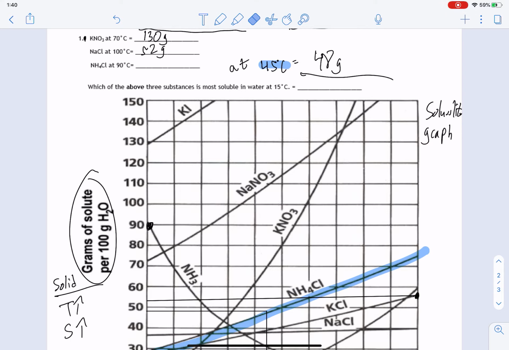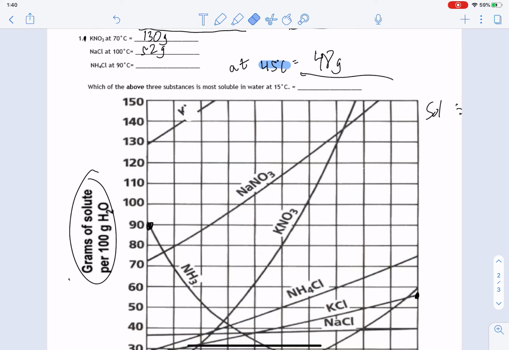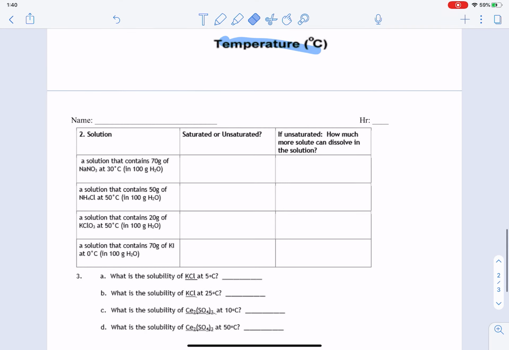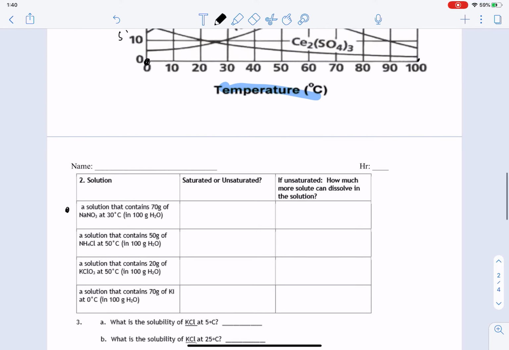Okay, so we're going to clean this up again. We got some more questions to answer. All right, so this table here, we have to find each solution. We have to determine if it's saturated or unsaturated, and if it is unsaturated, how much more solute can dissolve in the solution. So our first one, a solution that contains 70 grams of sodium nitrate at 30 degrees Celsius.